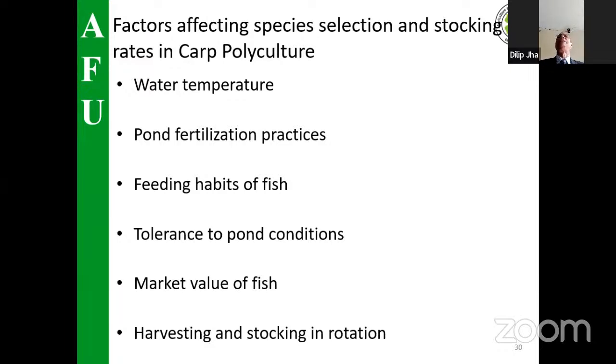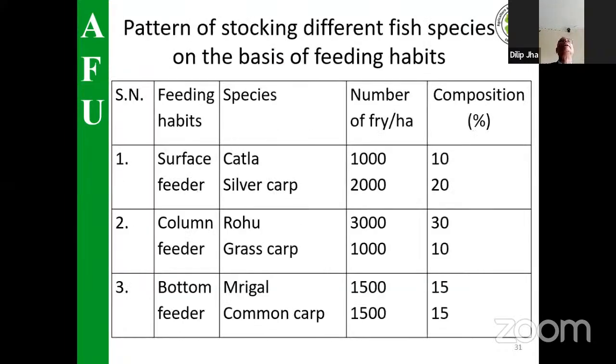It's very essential. In Nepal, we fetch a high price for rohu rather than silver carp and other carps. Rohu fetches a high market price, and harvesting and stocking are done in rotation. So if this is beneficial, who is working on this, the progressive farmers?